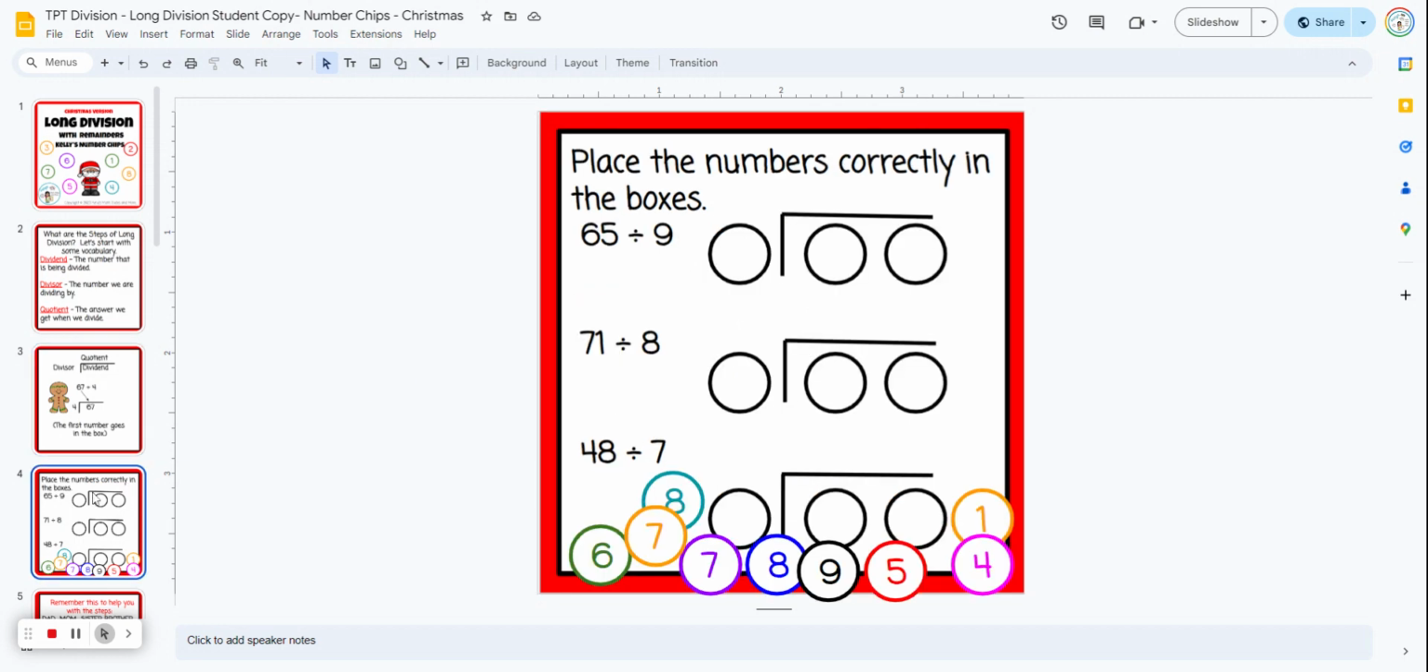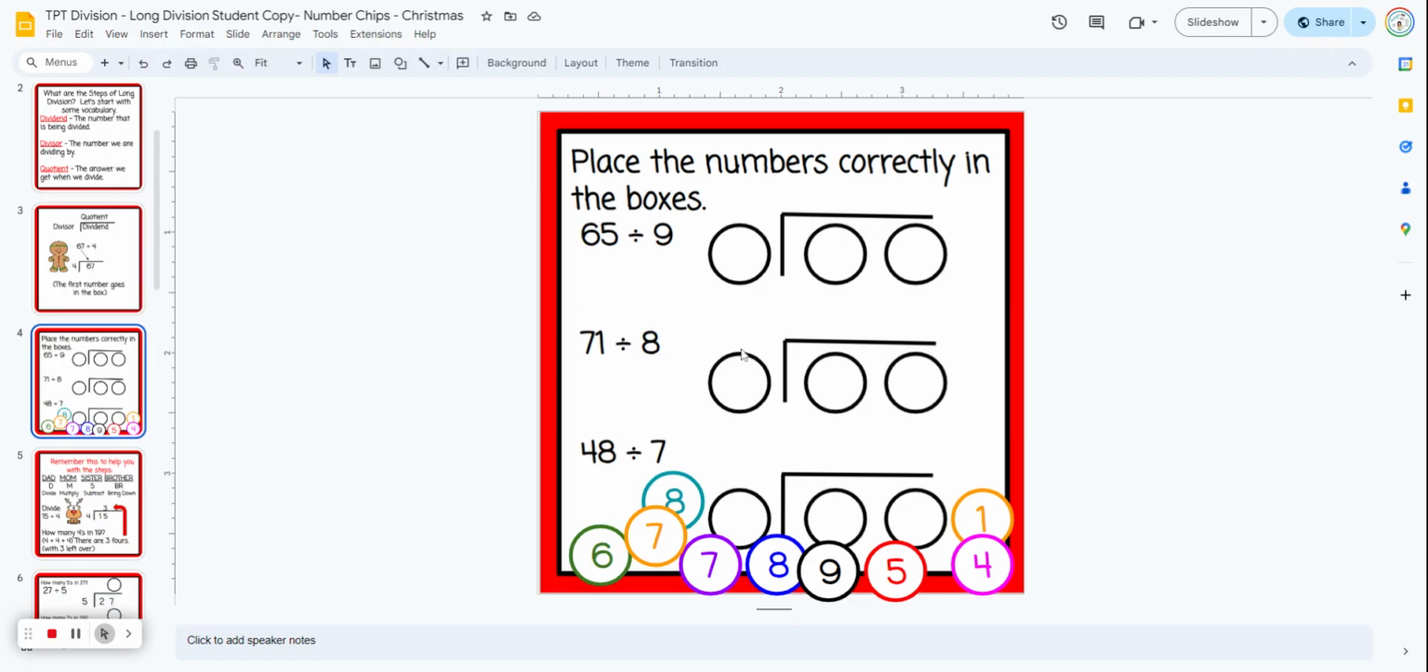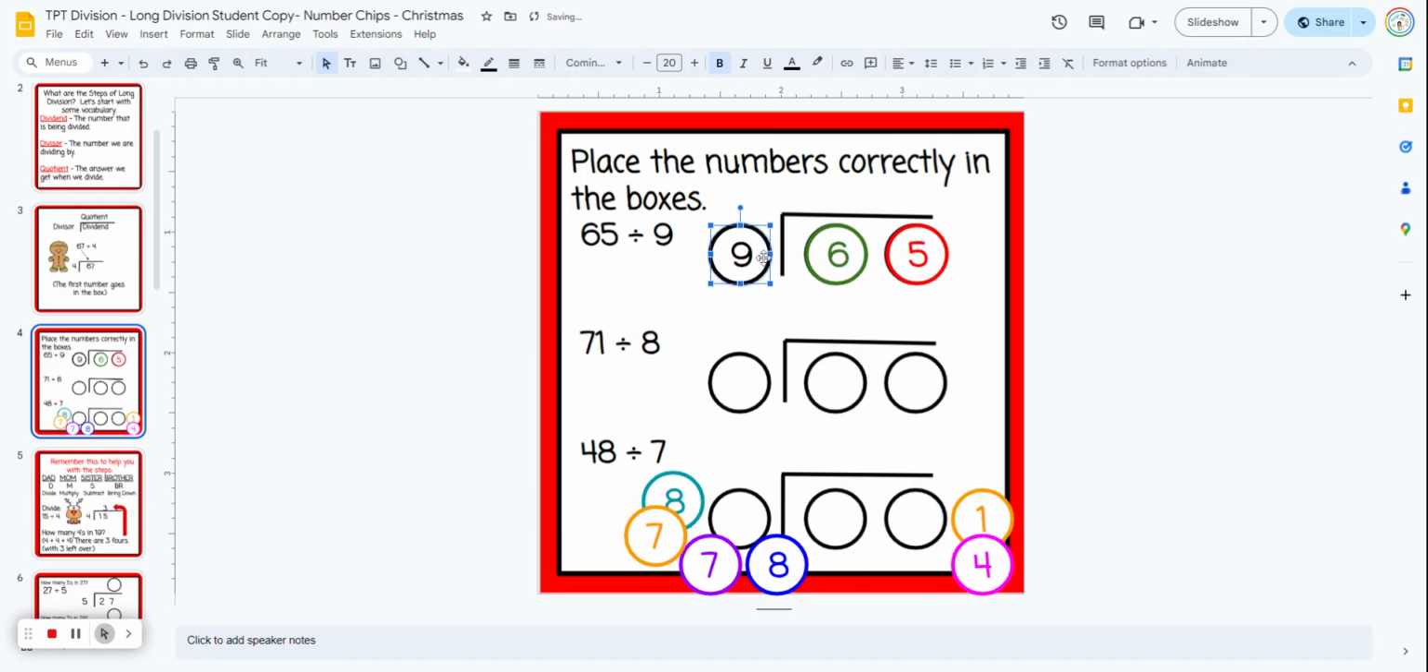So this first slide, slide 4, students are going to be moving these number chips into the correct place just to show where the numbers go in the division problems. So it's good practice, just reinforces for students where these numbers go. They just click and hold on the edge, and then they can move these numbers into place. They're going to do the same thing with the other two problems.